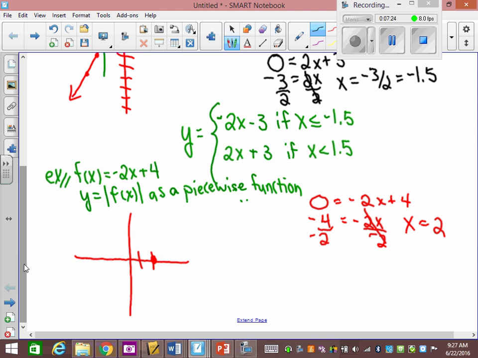So 1, 2, 3, 4 is my y-intercept. Oh, my smartboard is always off like an inch. It's driving me batty. Down to the right 1, down to the right 1, down to the right 1, down to the right 1.